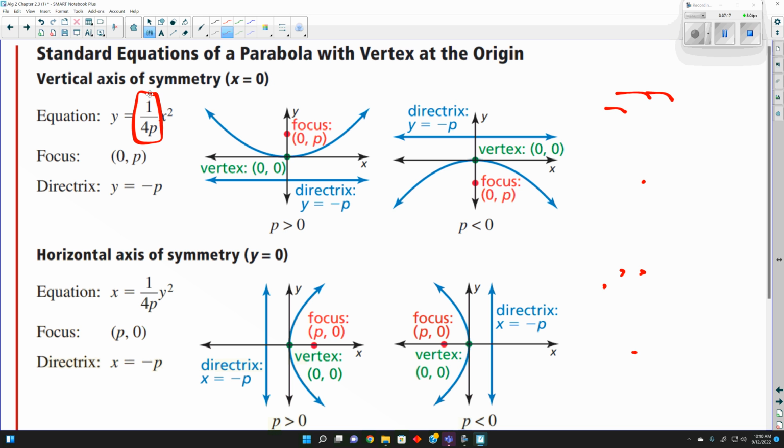So if p is greater than 0, it's going to open up. If p is less than 0, it's going to open down. Really what that's saying is p, because what values are greater than 0? They're going to be positive. So if the value of p is positive, it's opening up. If it's negative, it opens down, because up is kind of the positive direction, down is the negative. With left and right, which direction is positive? The right. So if it's positive, it opens to the right. If it's negative, it opens to the left.